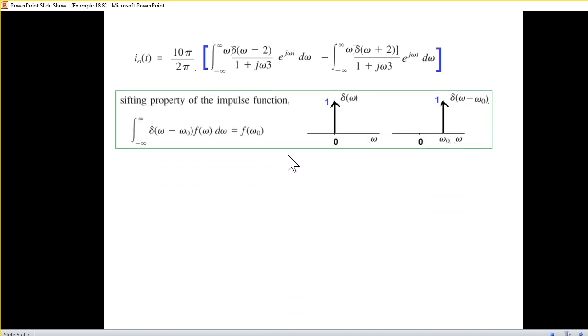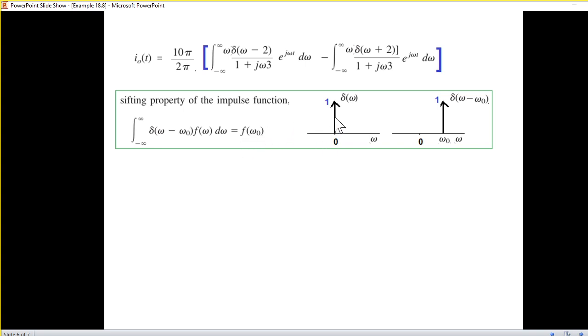Now there is a formula. Let me just explain. The formula says that the integral of delta(omega minus omega naught) f(omega) d omega is equal to f(omega naught). Now what does this mean?